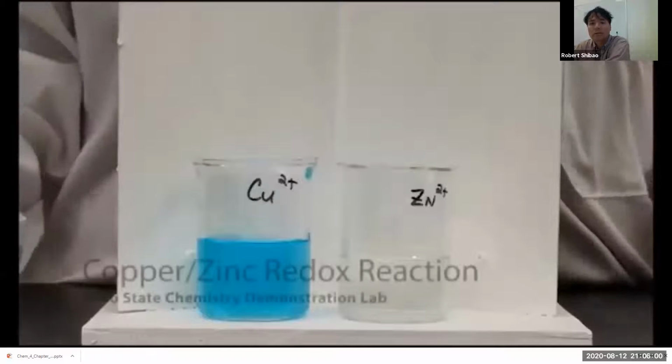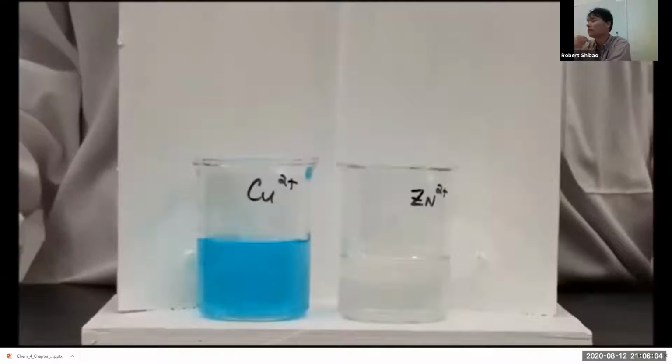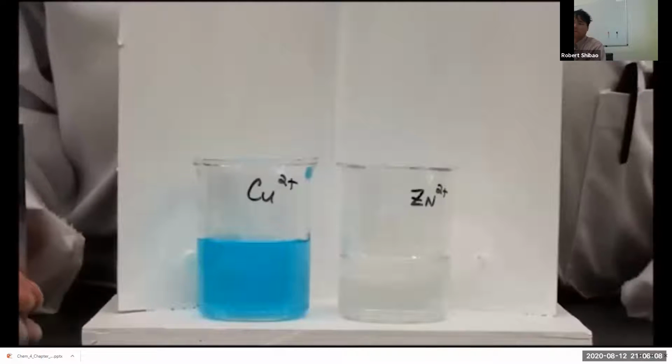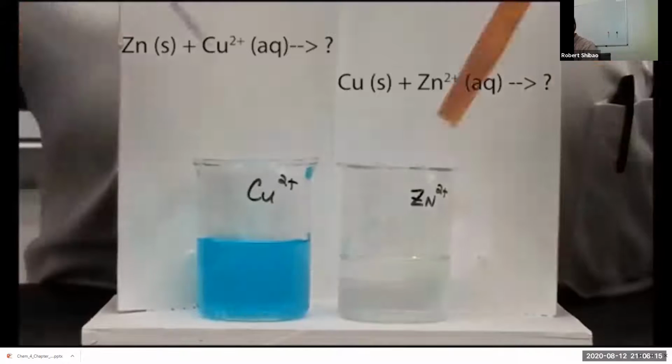Redox reactions are spontaneous in only one direction. Here we have an example of one spontaneous and one non-spontaneous redox reaction. First, we have the reaction of zinc metal with copper ions, then the reaction of copper metal with zinc ions. Let's see which one is spontaneous.